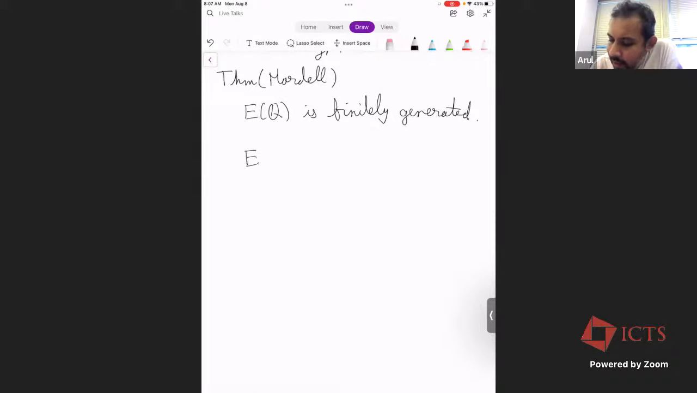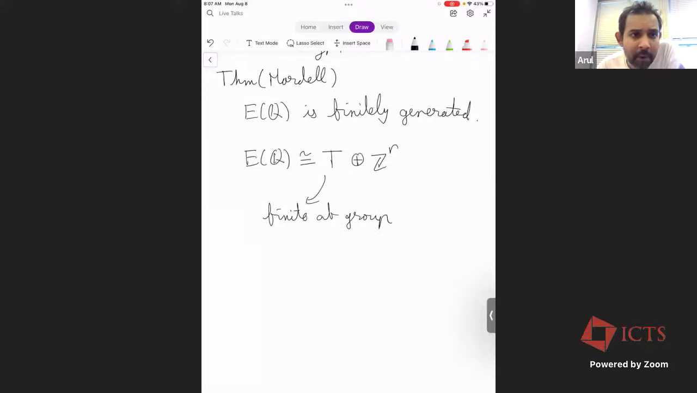And what it implies, if you combine this fact that E of Q is a finitely generated abelian group with the classification theorem of finitely generated abelian groups, we'll see that E of Q is isomorphic to T direct sum Z to the R, where T is a finite abelian group and R is some non-negative integer, and R is called the rank of E. So maybe I'll write R of E. That's the definition of the rank. Because E of Q is finitely generated, you can write E of Q as T plus Z to the R, and that R is the rank of E.